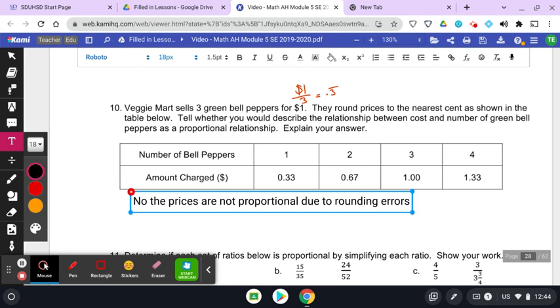Okay, so for instance, if I bring 3 bell peppers up, they're going to give me $1. But if I brought 1 up and I did that 3 times, I'd only pay 99 cents. So it's not the same. I would be saving a penny by not buying 3 and just buying 1 3 times, but then I'd have to stand in line and I wouldn't want to do that.